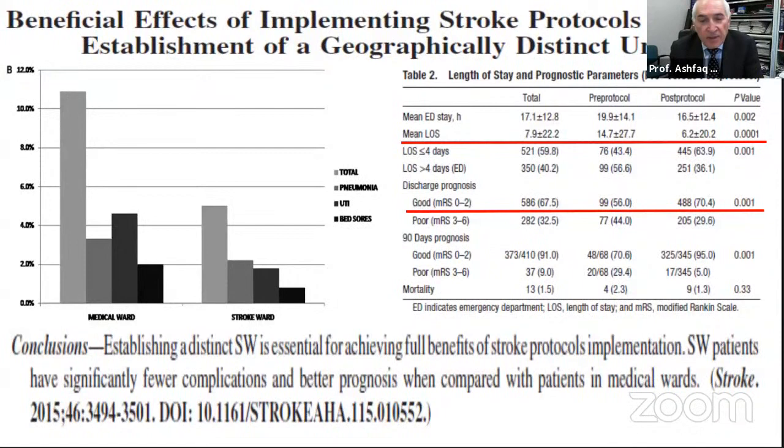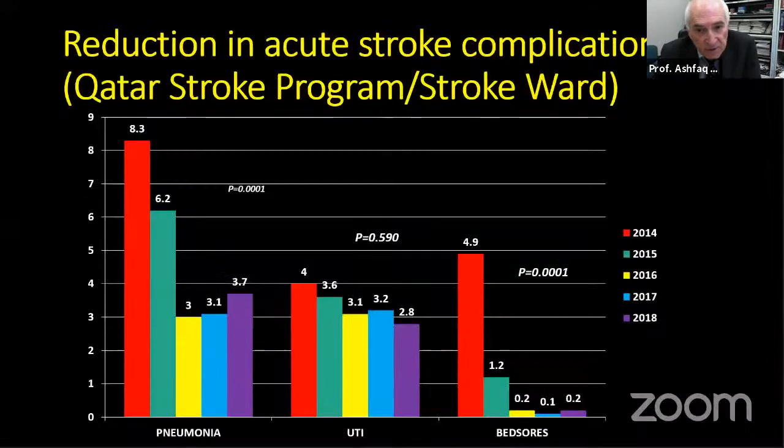So I'm trying to make a case to move them fast, or move them into the stroke ward. While this was published in 2015, we tracked these patients until I was there, so 15, 16, 17, 18, and you can see that compared to pre-stroke ward, your numbers you can maintain. Your patients with pneumonias in 16, 17, and 18, your risk of UTI, and look at the bed sores, they almost disappeared, right? This is the advantage of having a stroke ward.